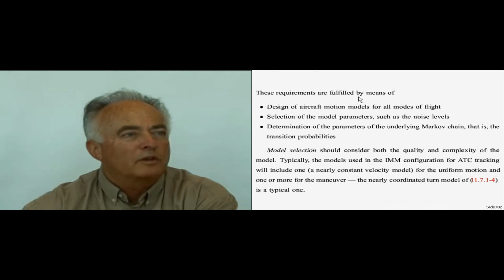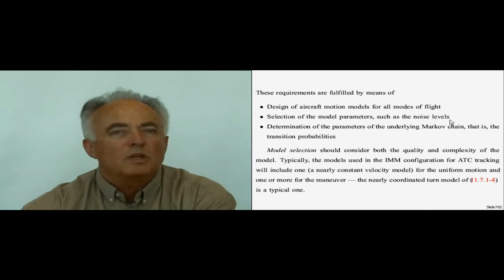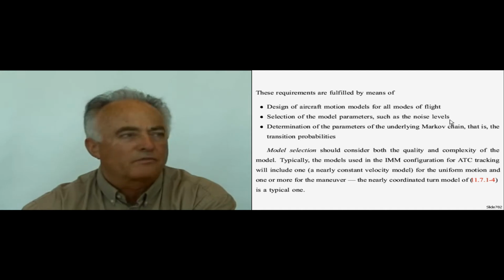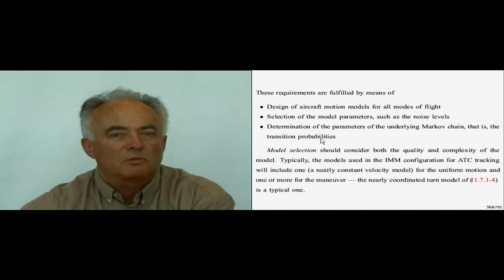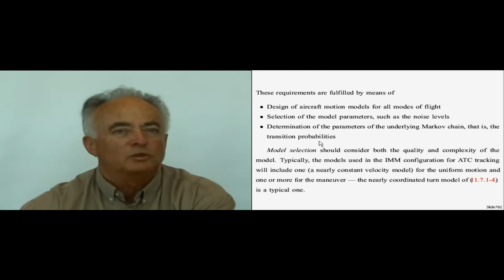Now, how can we fulfill these requirements? We want aircraft motion models for all modes of flight. We want selection of the model parameters, such as the noise levels, to match what we mean by nearly constant velocity, the straight and level flight, or by the turns. And we want to determine the parameters of the underlying Markov chain, the transition probabilities from no maneuver to maneuver, from maneuver to no maneuver, again based on our best understanding of what is happening in this environment.